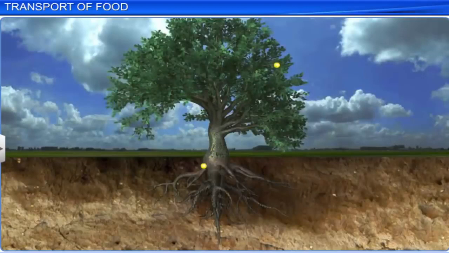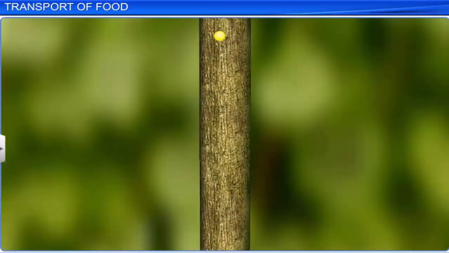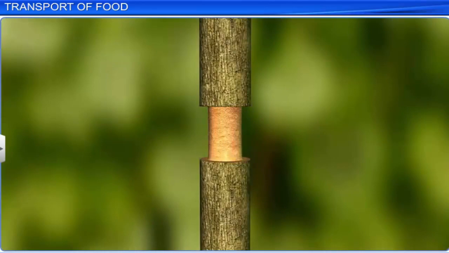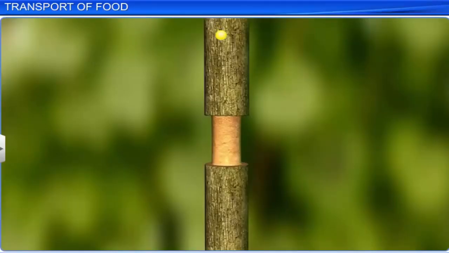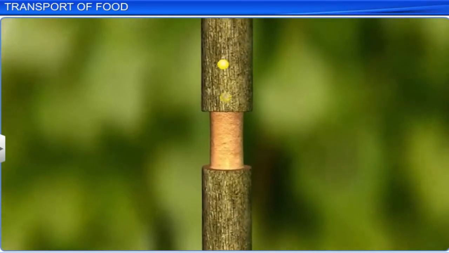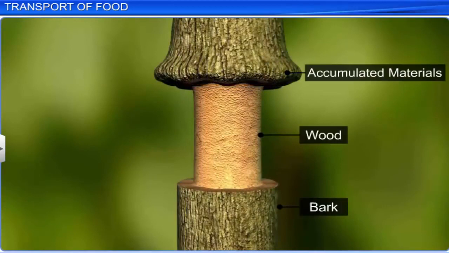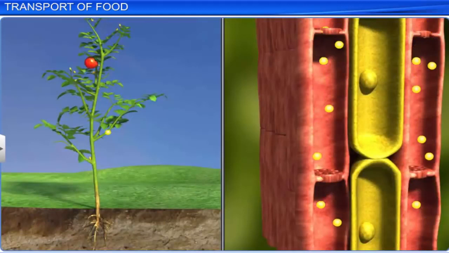A simple experiment called girdling can be used to illustrate the role of phloem cells in trees. In this experiment, a ring of tree bark up to the depth of the phloem layer is carefully removed from the trunk. The portion of the bark above the ring on the stem becomes swollen after a few weeks because the downward movement of food doesn't take place any longer as the phloem cells have been cut. Therefore, it can be concluded that transportation of food takes place via phloem cells.